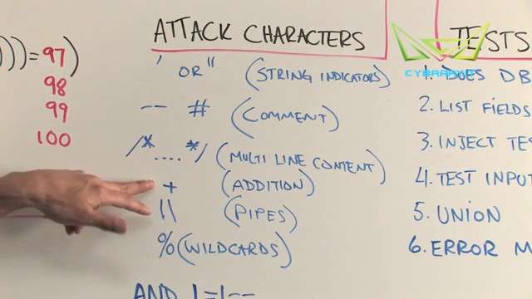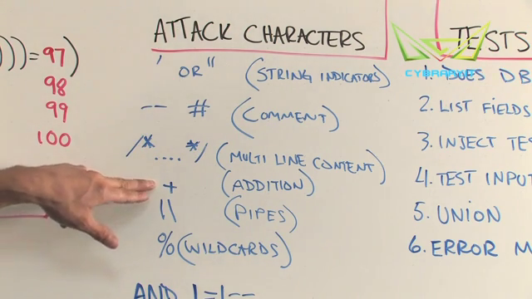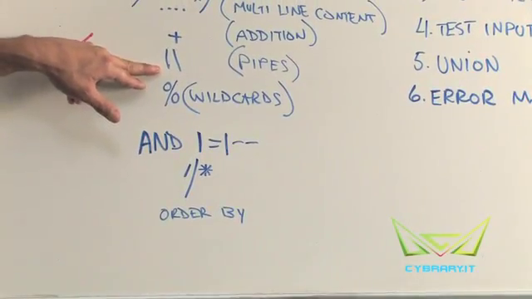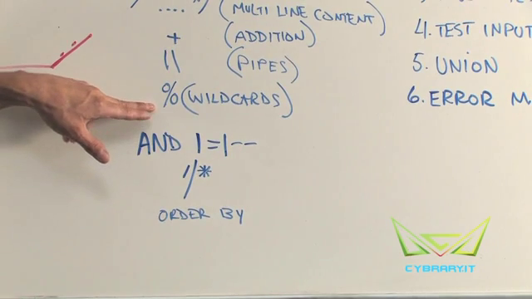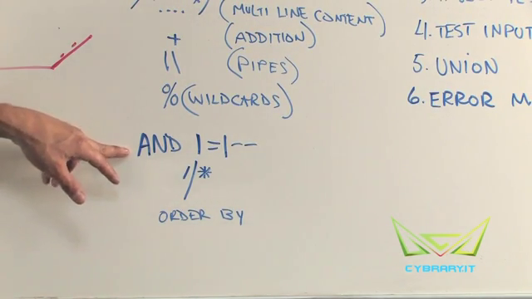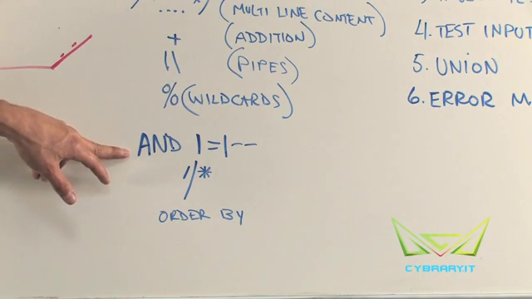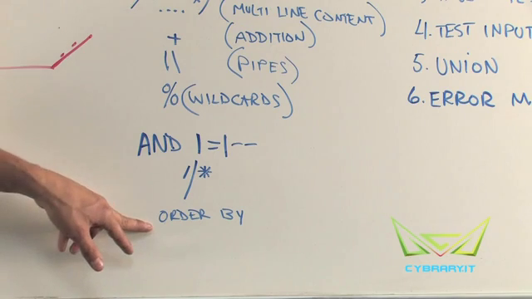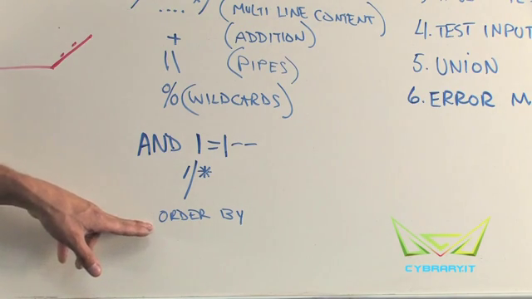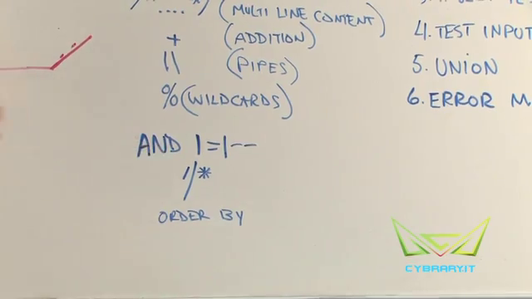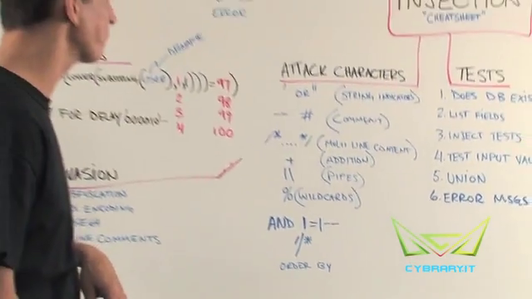Okay, you can add the plus sign, like in addition to. You can do pipes, like a solid bar. You can do wildcards with the percent characters. You can add things like and 1 equals 1 dash dash. Or you can start adding additional parameters into the database query, like order by, and then you can start sorting it ascending or descending, etc.